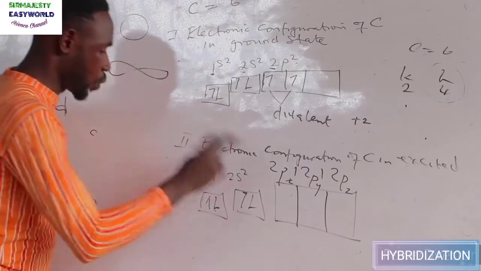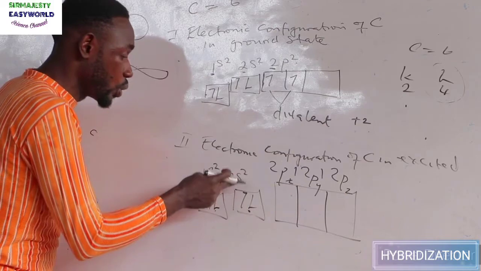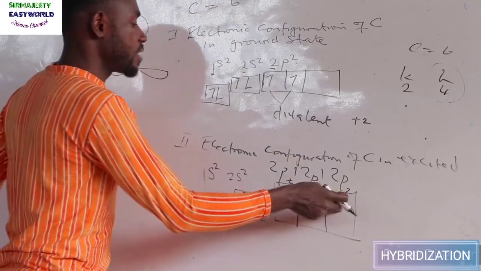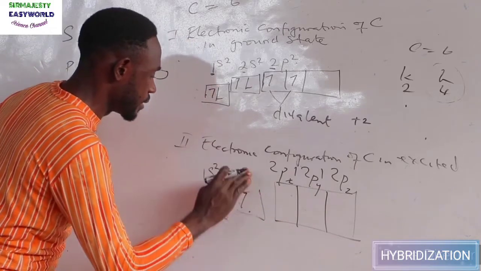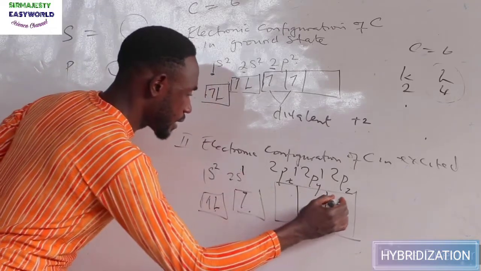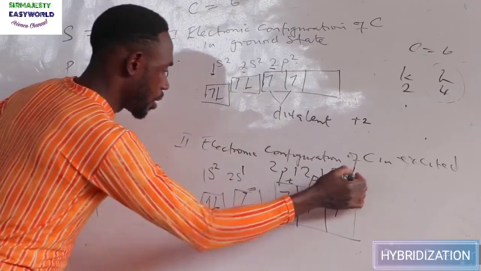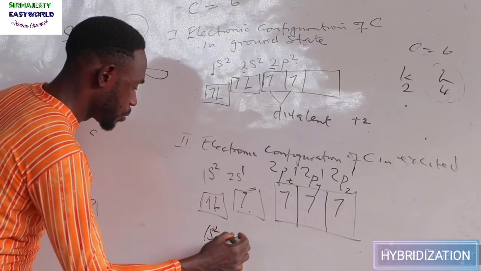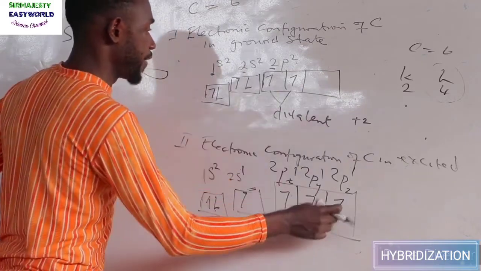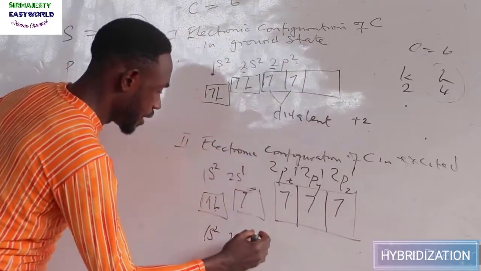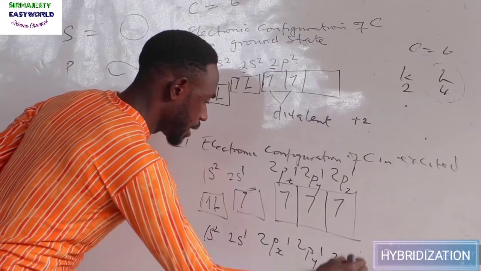But in excited state, watch this. In excited state, it involves shifting one of the electrons in the 2s to occupy the vacant 2pz. That's what we call excitation. And immediately if I do that, this remains 1, and that electron comes here. So in this case, the electronic configuration now becomes 1s2, 2s1, because one of the electrons here has been promoted to occupy the vacant 2pz. Therefore, we have 2px1, 2py1, and 2pz1.